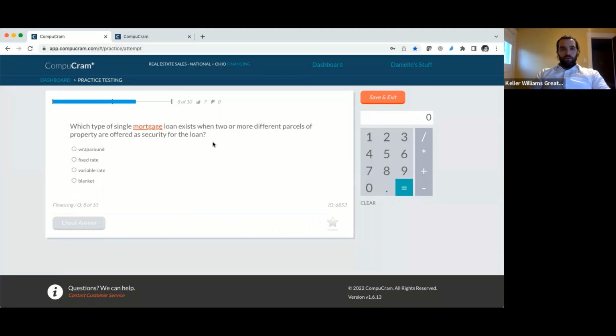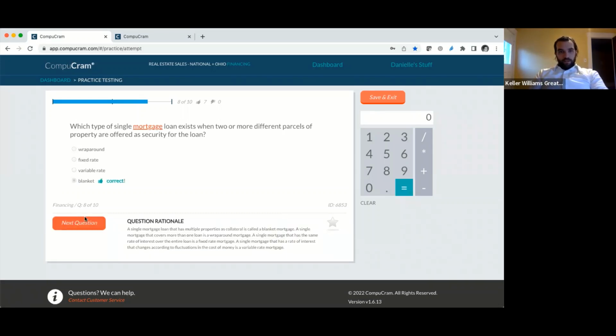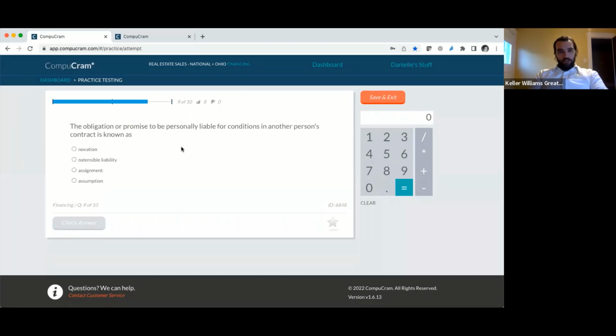Question number 8, which type of single mortgage loan exists when 2 or more different parcels of property are offered as security for the loan? Is that A, a wraparound loan, B, a fixed rate loan, C, a variable rate loan, or D, a blanket loan or blanket mortgage? Yes, D is correct here. That is a blanket mortgage.